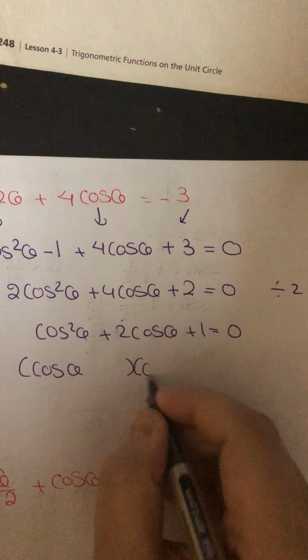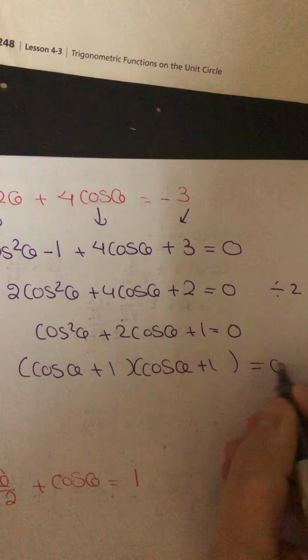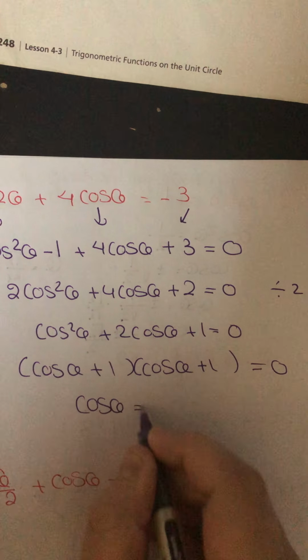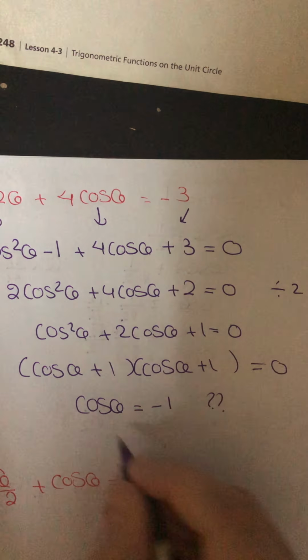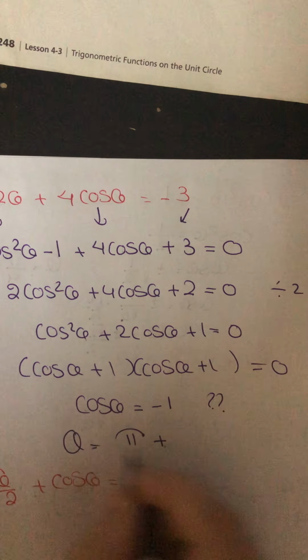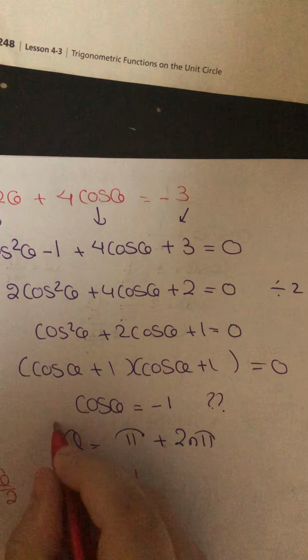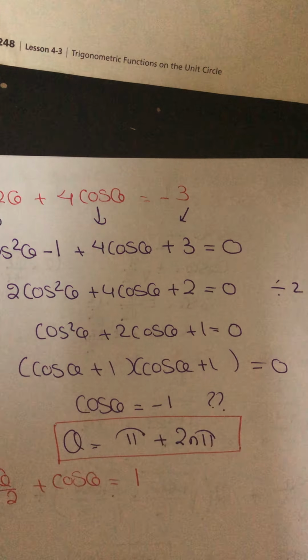Cosine theta, 2 brackets. And here it has to be plus 1 equals to 0. So cosine theta equals to negative 1. When is cosine theta equal to negative 1? Only at pi plus 2n pi. Okay? Because here I want all possible answers of theta and not only from 0 to 360.